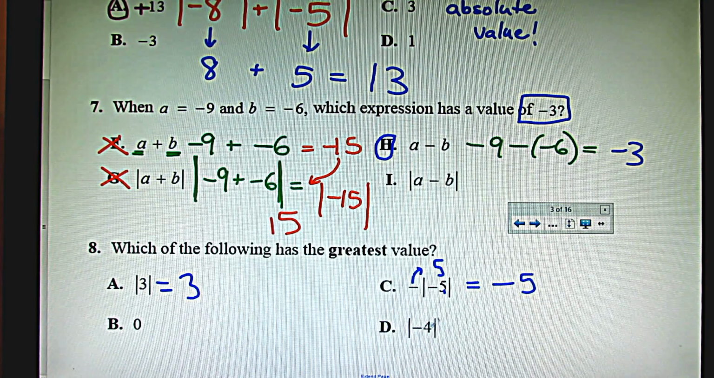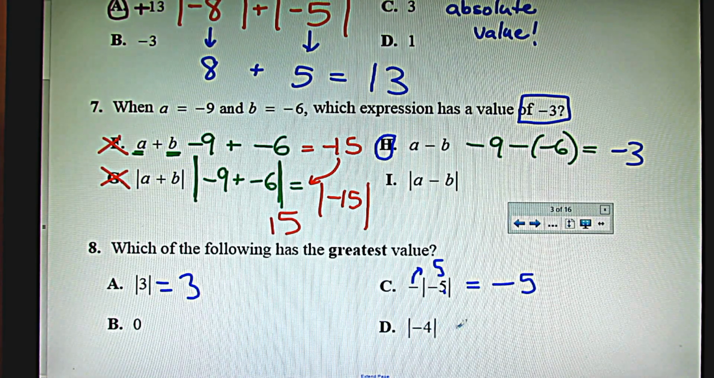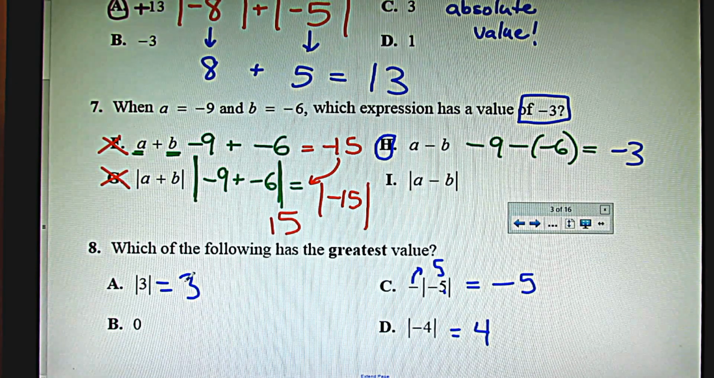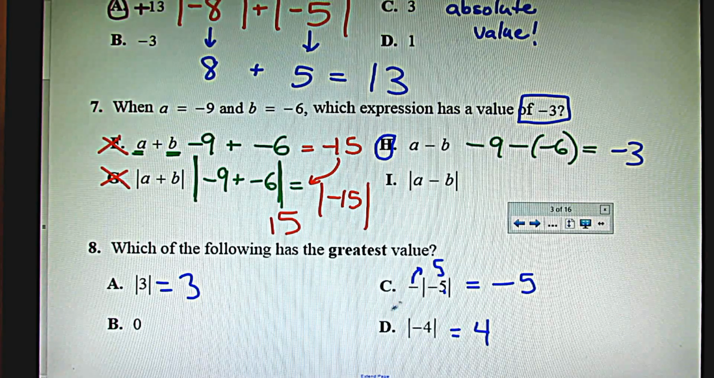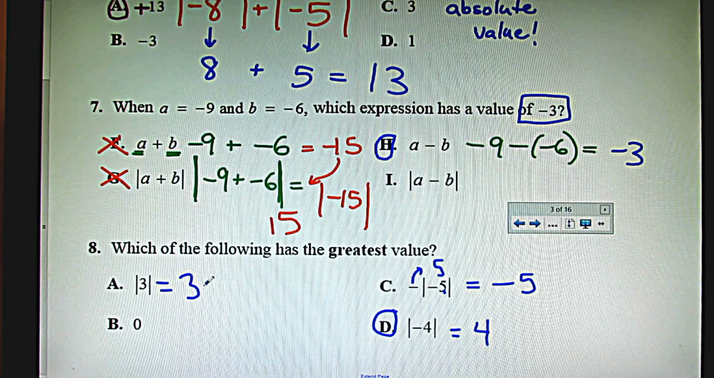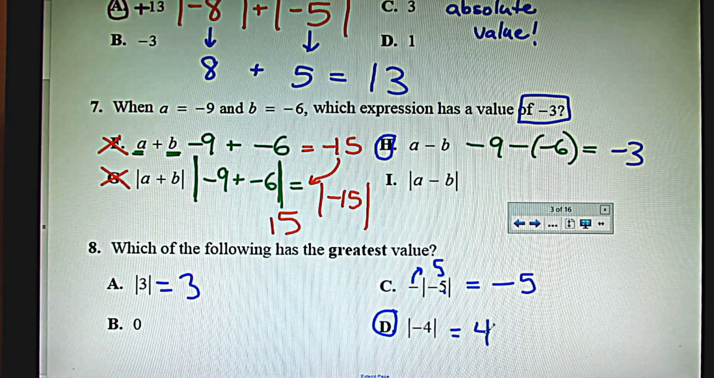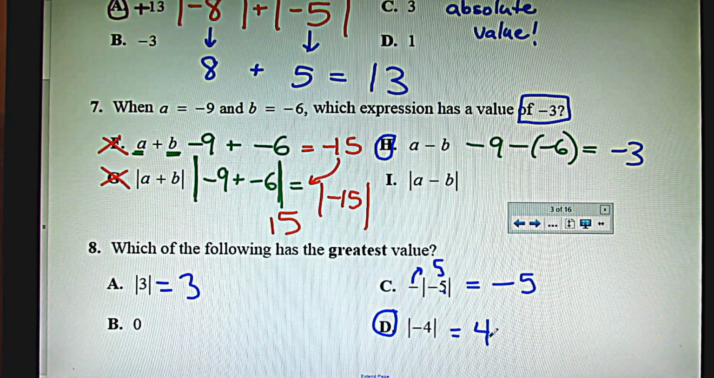My final answer for choice D is the absolute value of negative 4, and again, the absolute value of negative 4 is just positive 4. Which one has the greatest value? Here, it's choice D. Comparing 3, 0, negative 5, and 4, your greatest number is going to be 4.